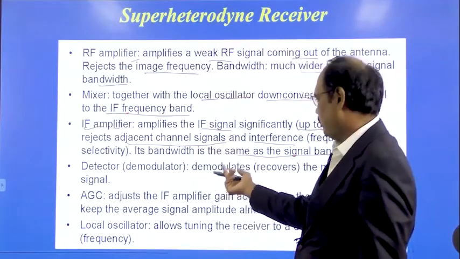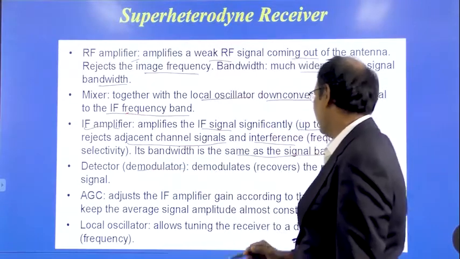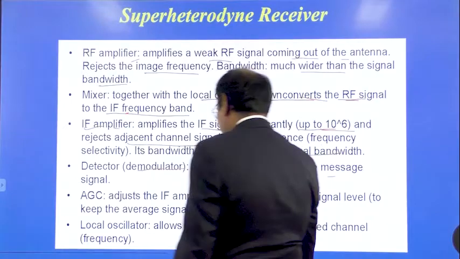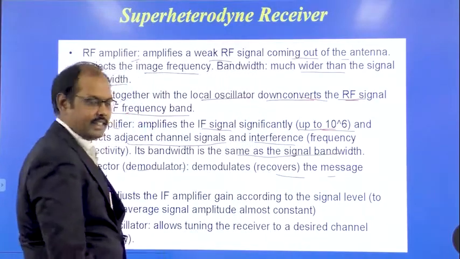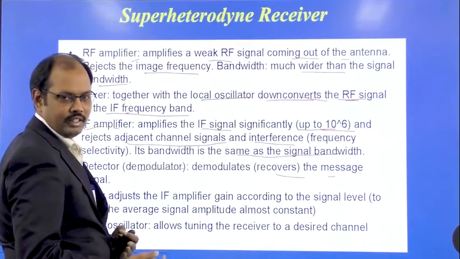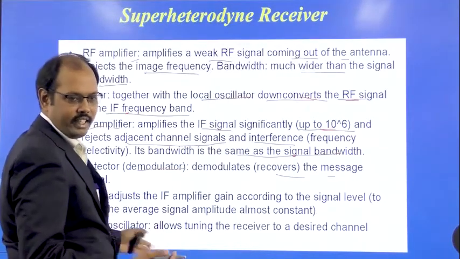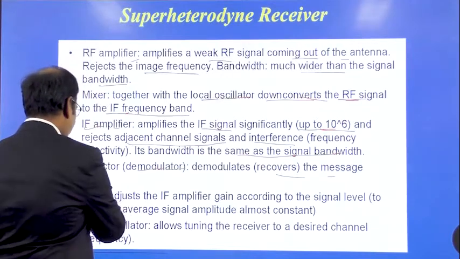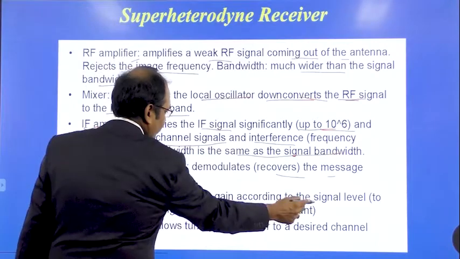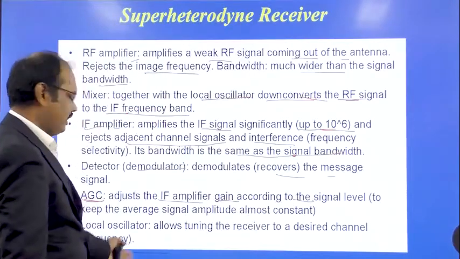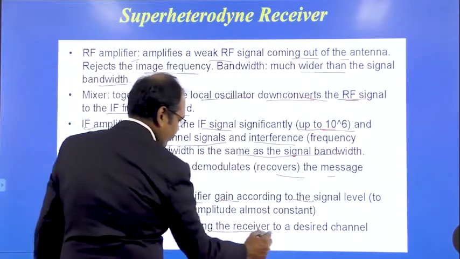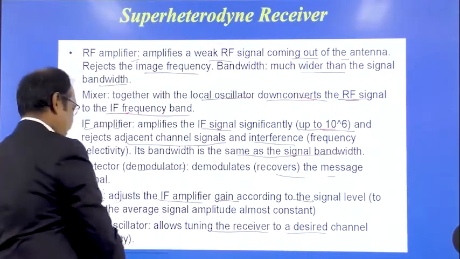The last one is the detector. You will know that it is nothing but a demodulator, which recovers the message signal, and you will also be using a circuit called AGC, automatic gain control. Since you are using an intermediate frequency, the change in gain can be automatically controlled by using this automatic gain control. It adjusts the IF gain according to the signal level. And the last one is the local oscillator, which allows the tuning of the receiver to the desired channel.